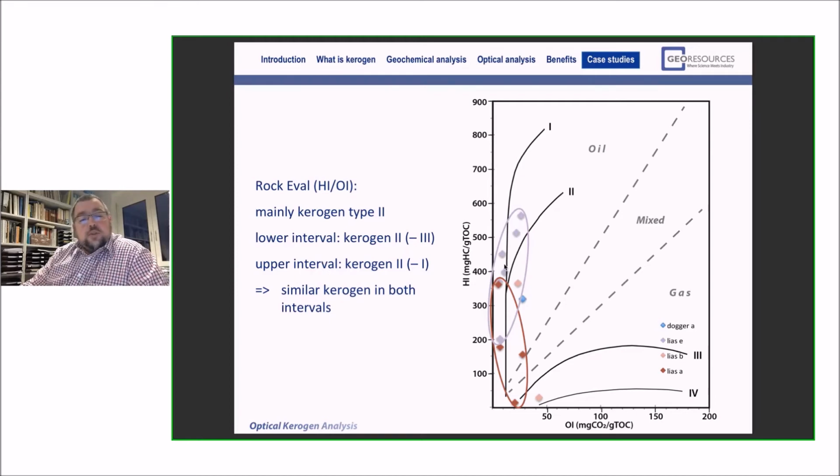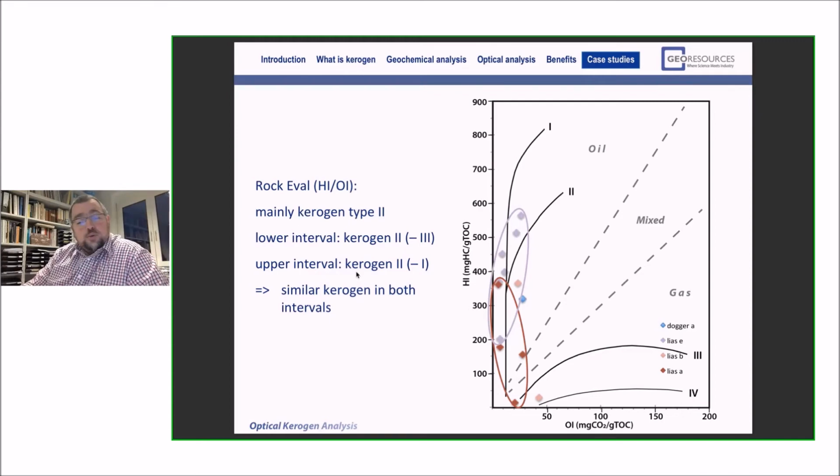So we did RockEval analysis, and we see 2 groups of data right here. The red one is the lower interval, this is the upper interval, and we have mainly Kerogen type 2. Unfortunately, we have done much more samples, which I can't show you because they are all industry data, but they are all plotting somewhere here in a very mixed field. So the majority of data is here in this mixed interval, and it's mainly Kerogen type 2.